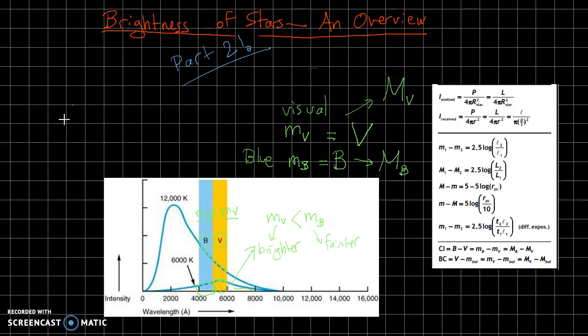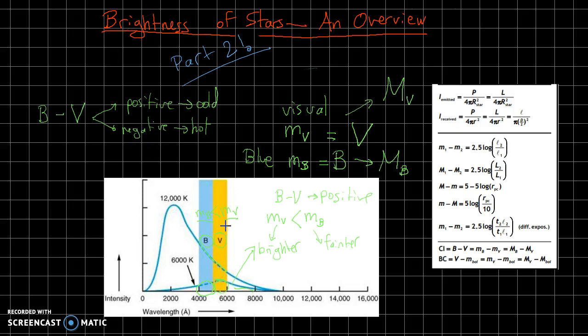So when we take the difference between the blue magnitude and the visual magnitude, for a star like the sun, B minus V will give me something positive. Okay, a relatively colder star is brighter in visual than in blue. For the relatively hot star, the blue magnitude is smaller than the visual magnitude, so B minus V will be negative in this case. If it's negative, it's an indication that it's hot. If it's positive, it's an indication that it's cold. The more positive, the colder. The more negative, the hotter.